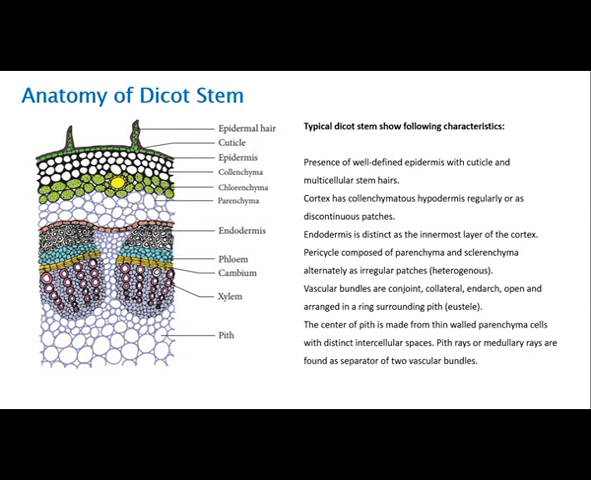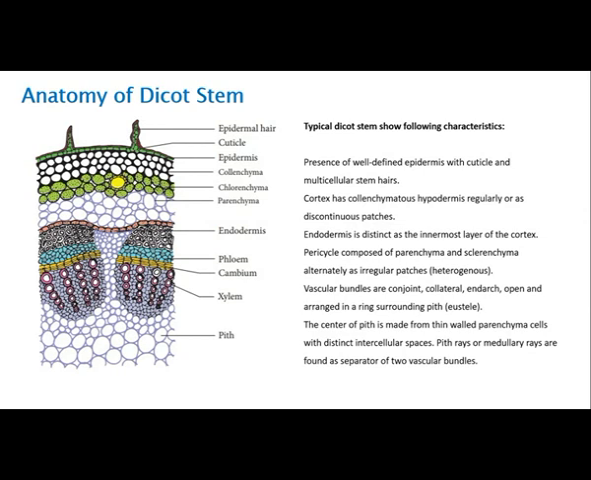Below the hypodermis is present the cortex. These are the cortex cells. Below the hypodermis is the cortex, and this cortex is multi-layered. It can be of different shapes, like in case of castor it can be polygonal or it can be rounded in case of sunflower, and it is made up of parenchyma.